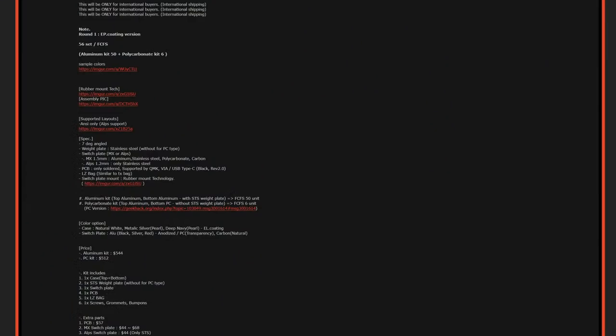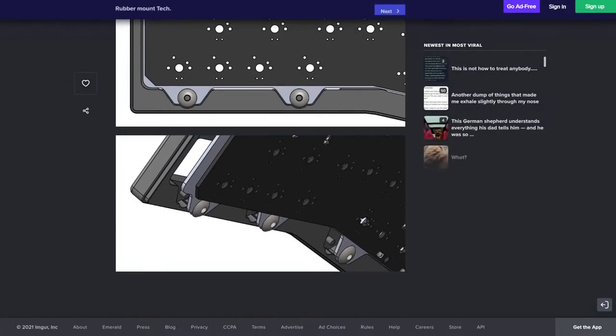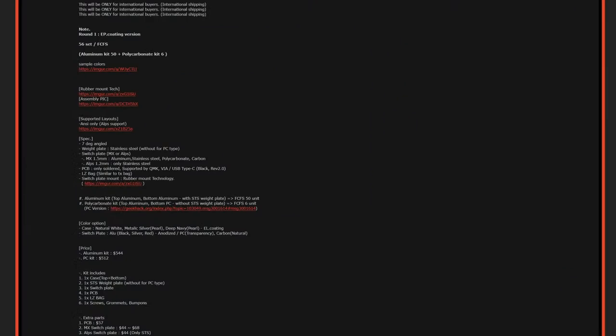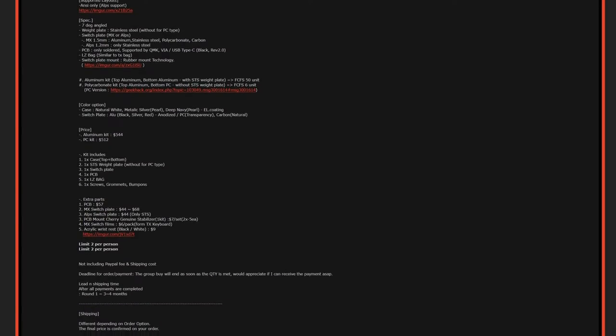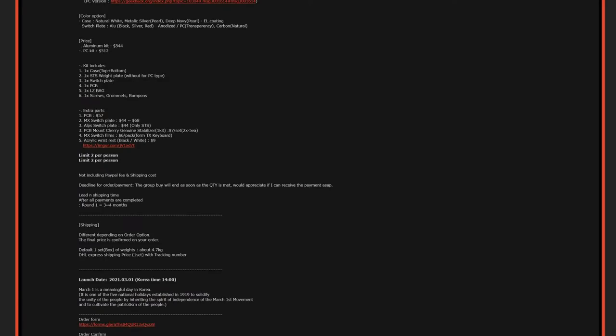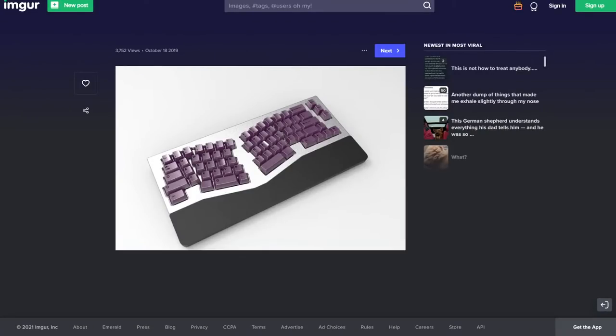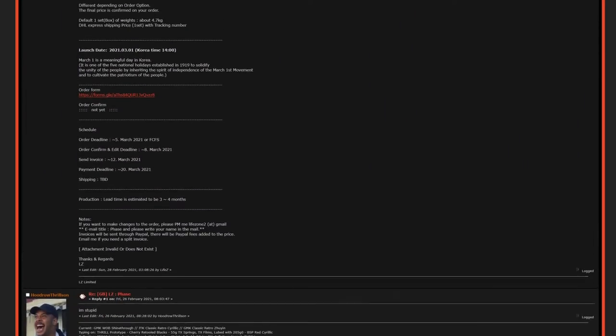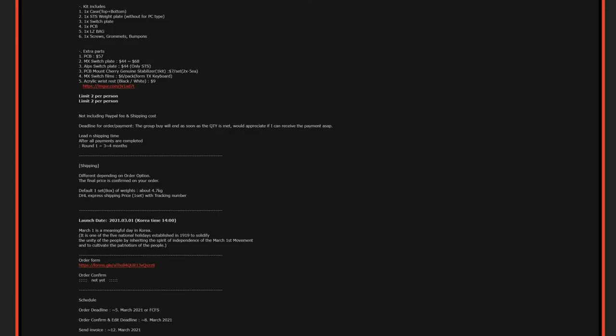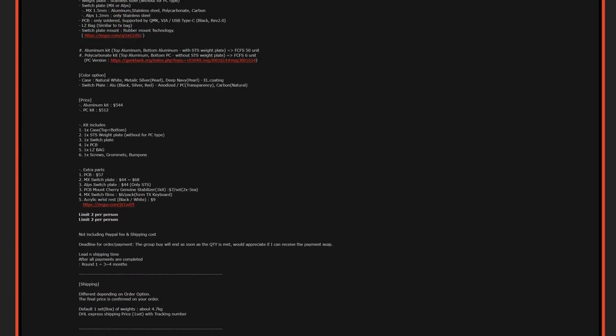At least he has some prototype colors here. The Rubber Mount Tech picture is exactly the same as the Phase. Rubber Mount Technology. Yeah, I mean, that's great. Acrylic wrist rest. Oh, it is now $9. It must have been $5 before. It is now nine. But yeah, is it more expensive? 544? Is that more than before? Limit 2 per person, as if anyone would want even one.